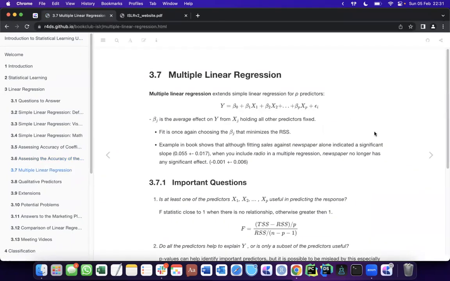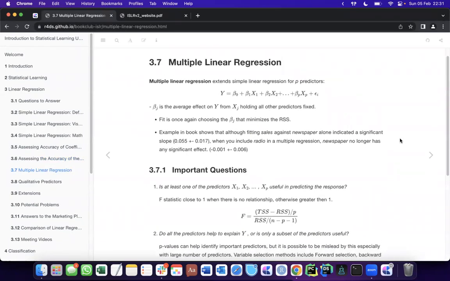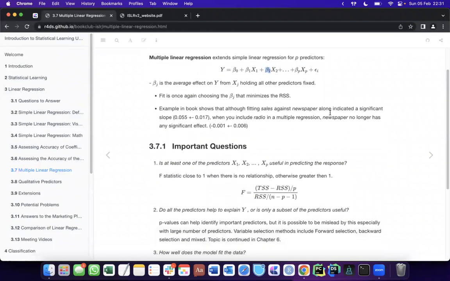So up until now, we have only been talking about a single predictor variable, but of course we can also extend that definition to multiple different predictors. And each of these beta terms is our average effect on our response from that predictor variable, while holding all others constant. And again, we are minimizing our residual sum of squares.